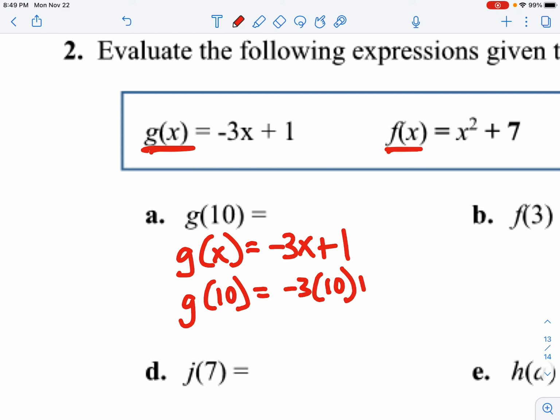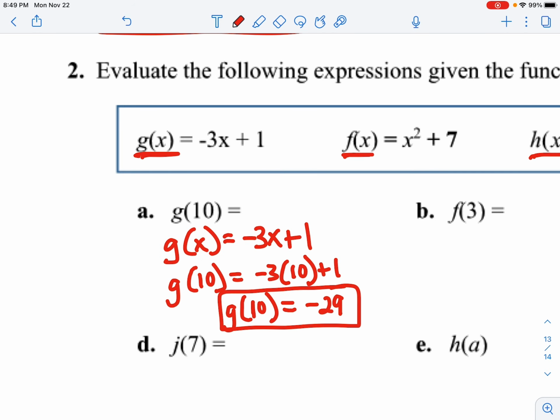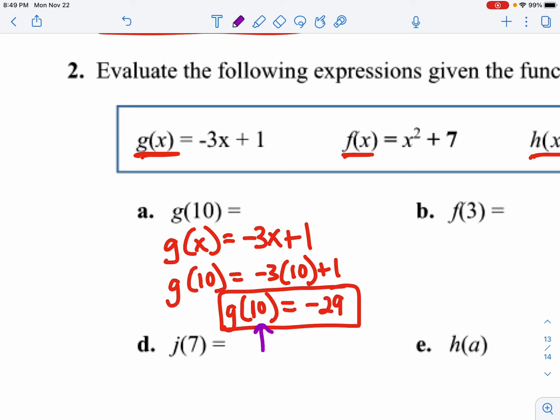That's all. So negative 3 times 10 plus 1. So g of 10 equals negative 30 plus 1, which is negative 29. That's all. You don't actually do any math with the g in the parentheses 10. That's just a way of stating your answer. What this means is, in the g function, if you input 10 to the g function, your output is negative 29.